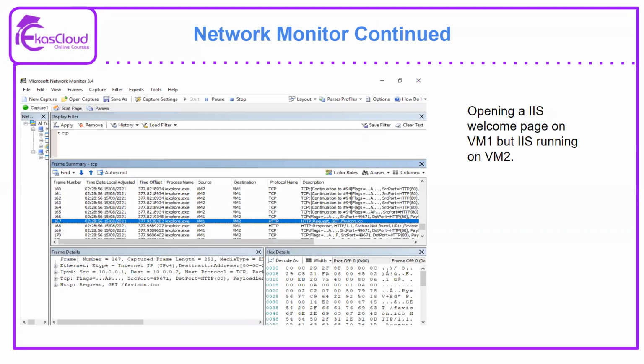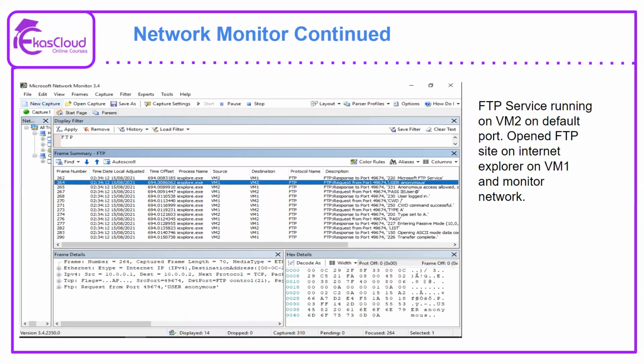Similarly, here I have used VM1 and opened a web page which is running on VM2, which is IIS, and you can see various things happening at the TCP protocol level and the HTTP level. It goes from the source port, which is 49671, to the destination port, which is 80. And on the way back, the response comes back from 80 to 49671. As you can see, this has been captured on the network monitor. This is very useful when we are debugging networking issues.